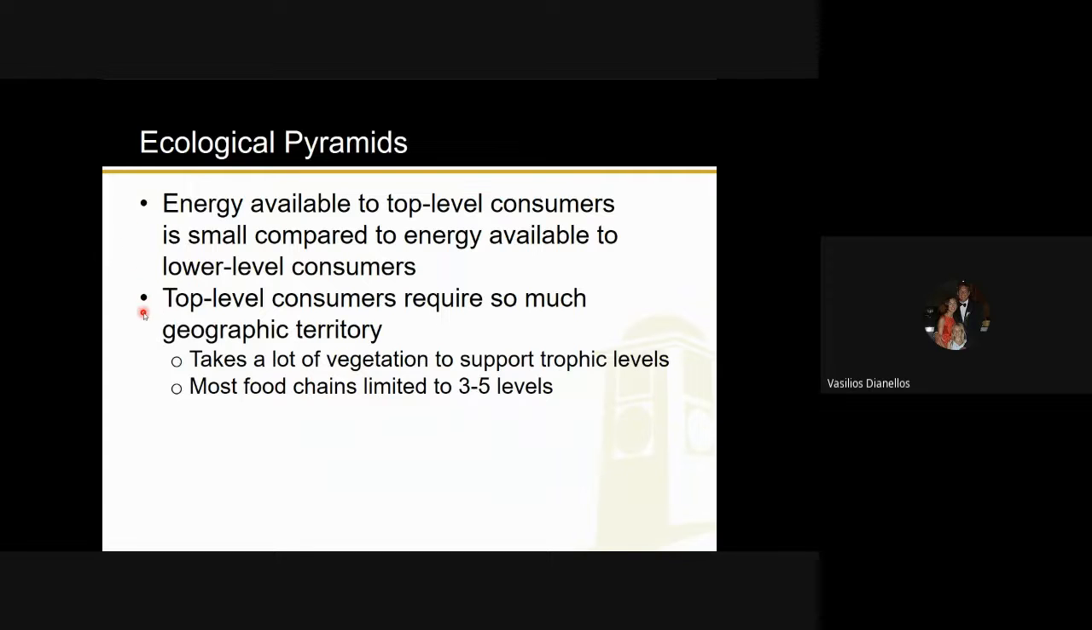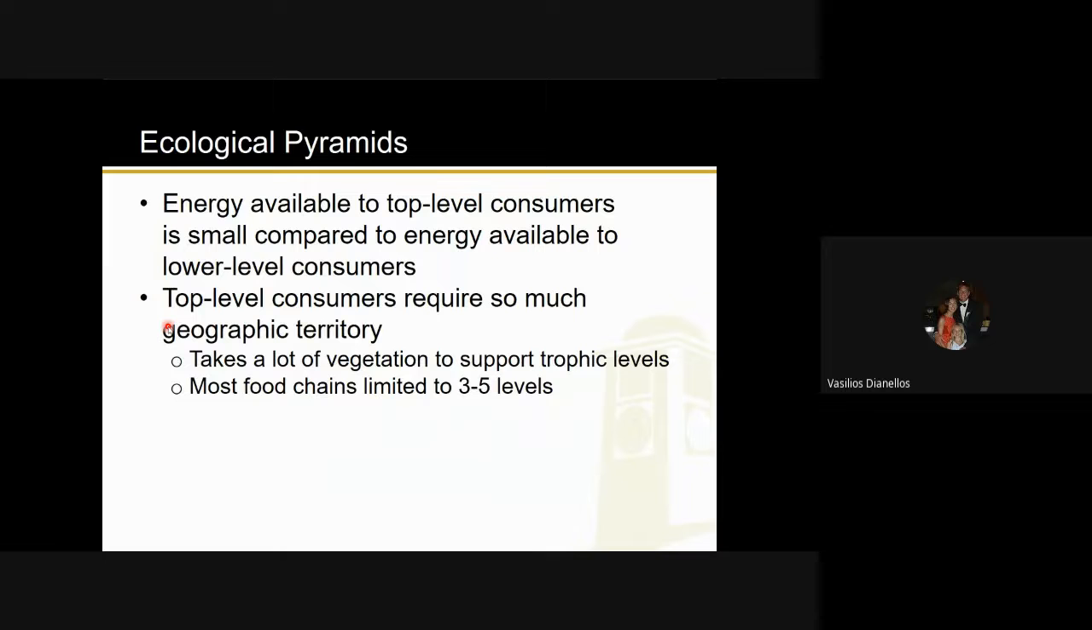Because of that, and let's get away from humans as an example, because this is not necessarily true in our case, top-level consumers require a lot of geographic territory, right? Because they have a very small amount of energy available to them, so they have to eat a lot of different other animals. Therefore, they need a lot of space to get all that food.